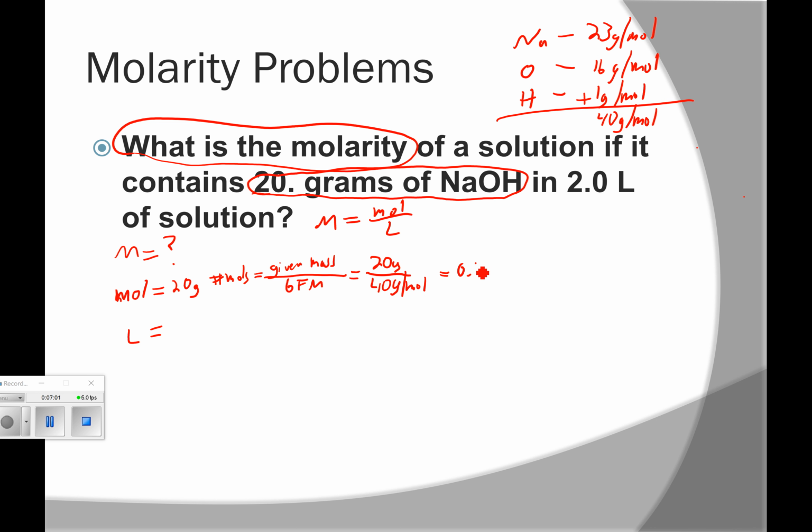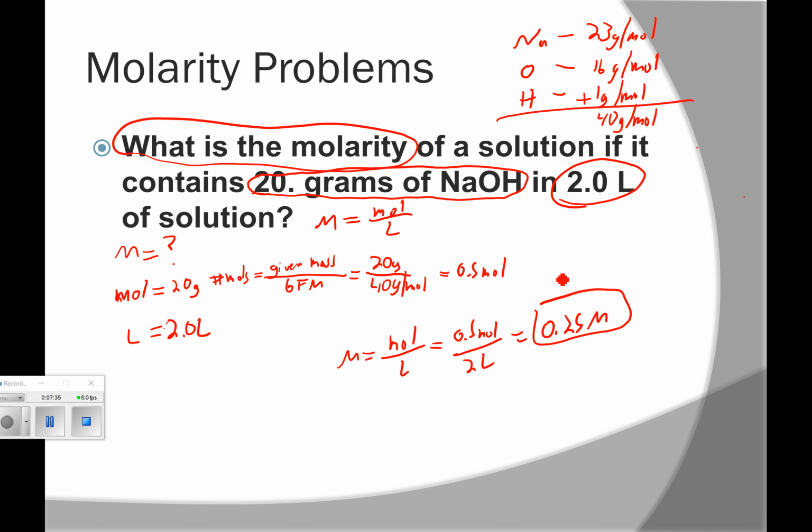And this gives us 0.5 moles. And those 0.5 moles are going to be dissolved in 2 liters of solution. So our liters match and our moles match the units that we need in our equation. I'm going to plug and chug here. We had half a mole in 2 liters of solution, which gives us a molarity of 0.25 molar.